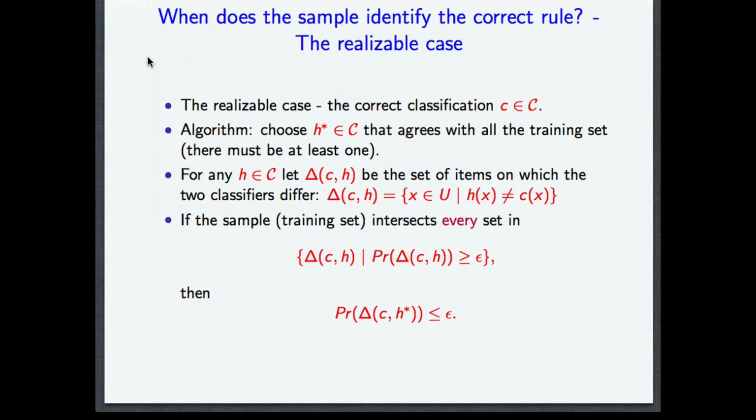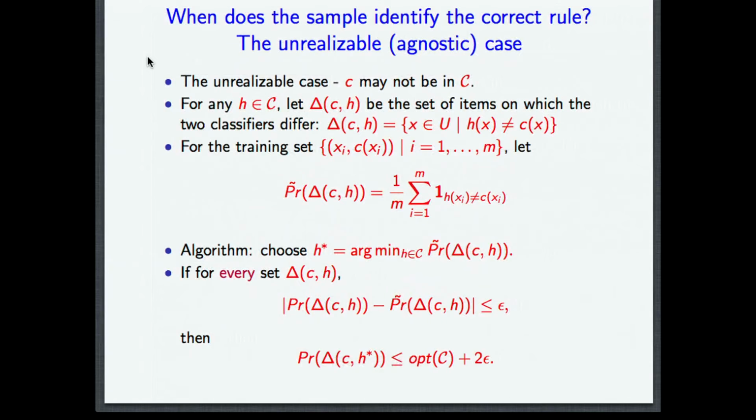So if I pick a sample in this set, then I will know that H is not the correct concept, because H would not classify it correctly as it says in the training set. So what do I need in order to find a good classification? I need a sample that hits every one of these delta sets. When you go over all the deltas for all the possible concepts, for each of these sets that has probability greater than epsilon, I want a sample to hit such a set. In other words, for every concept that differs from the optimal concept by measure epsilon, I want the sample to hit the difference between them.